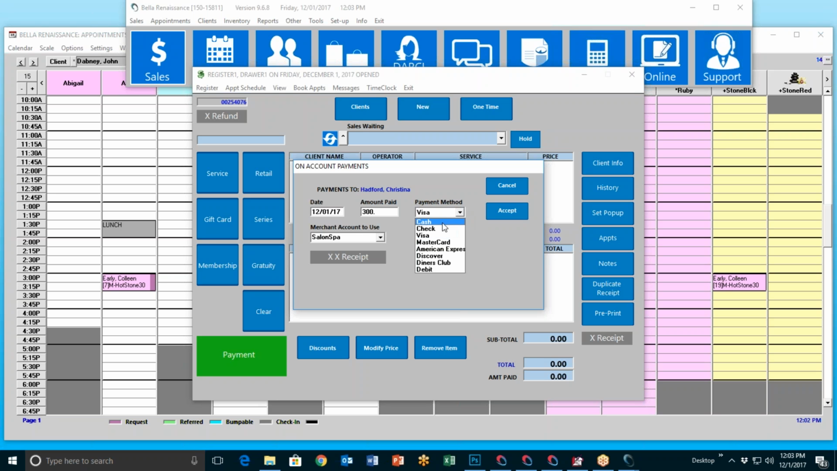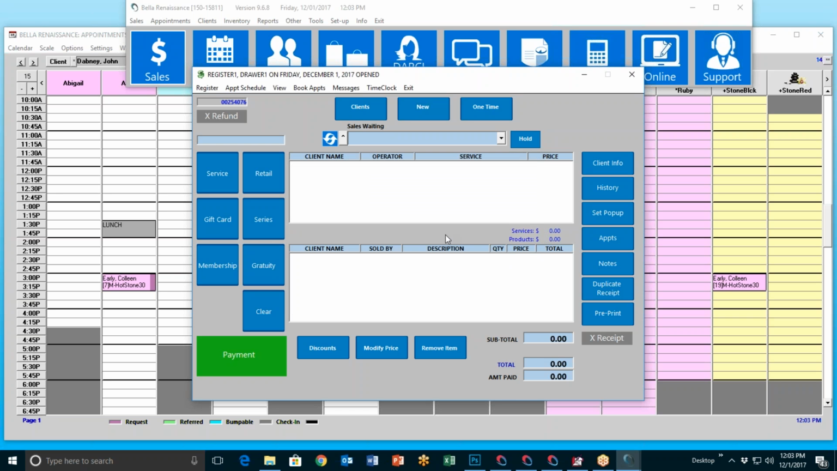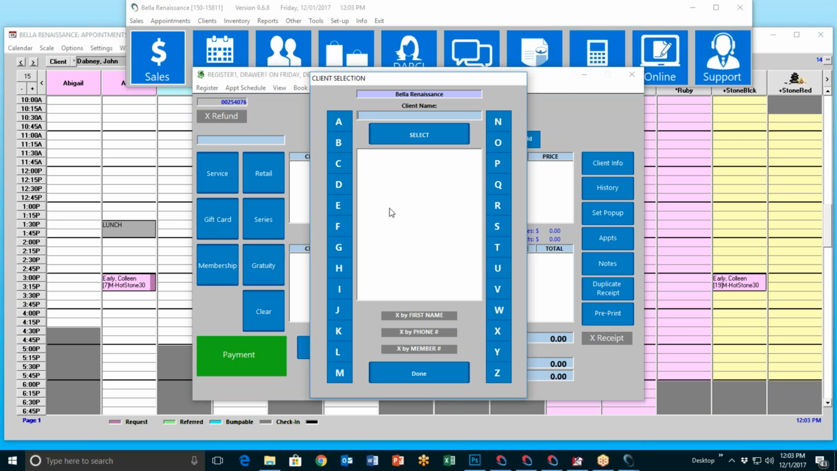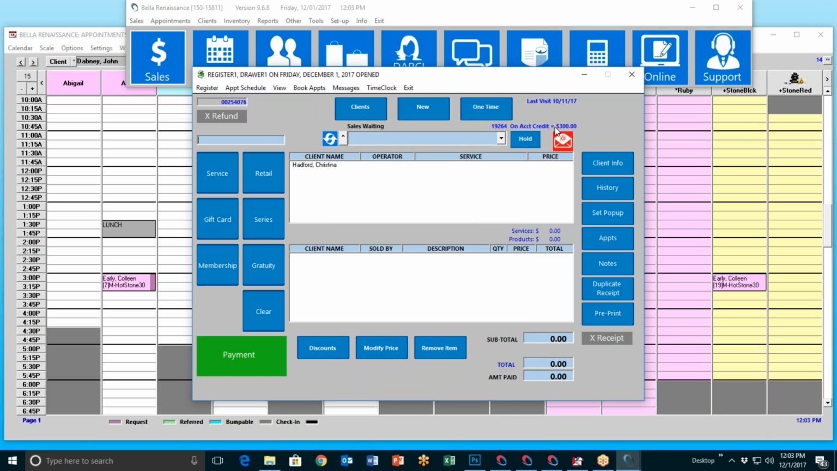But I'm not going to do that because I don't have that set up. So she paid me, we'll pretend it's Visa, $300. She now has an on-account credit of $300. If I pulled her up again, Ms. Hadford, which I'm going to do, Christina Hadford, you'll see she has an on-account credit of $300. But that's not what I wanted to do. Ms. Hadford called me on the phone, and she said, I want to buy these products. I'm going to do your deal, and I'm getting the $100 off.